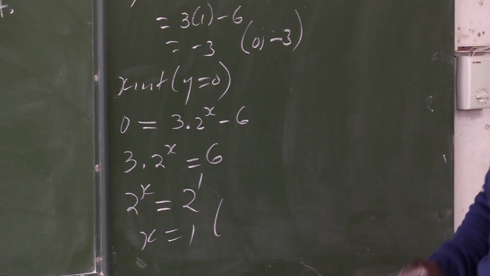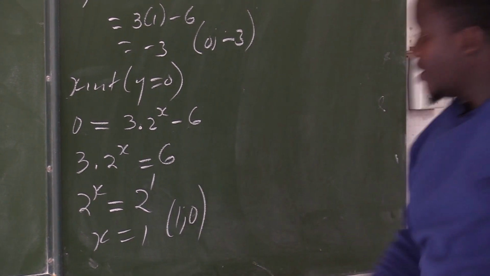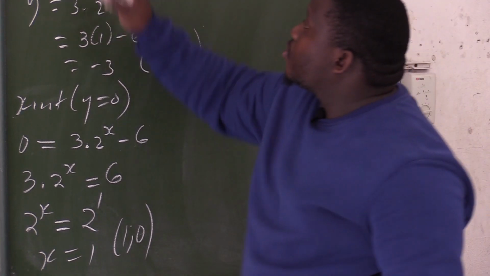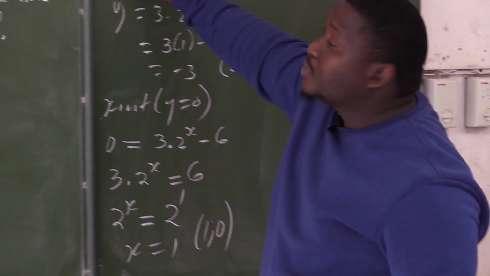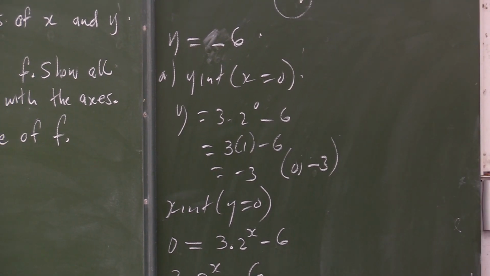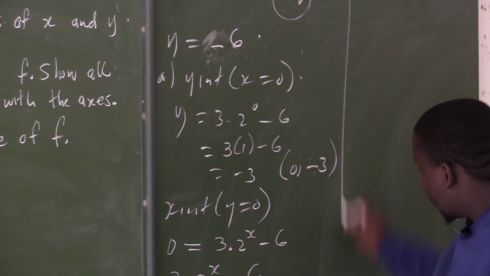So what are the coordinates? What is the coordinates of the x-intercept? It should read as 1 and 0. I know the y-intercept. I know the x-intercept. I know what is my asymptote. y equals minus 6 is my asymptote from the equation. Now, can I sketch the graph? Yes. How am I going to sketch the graph?